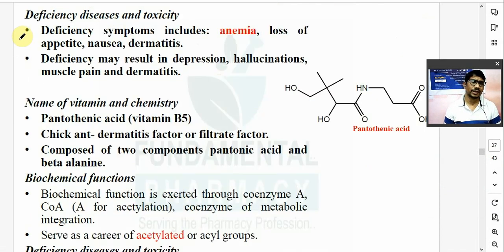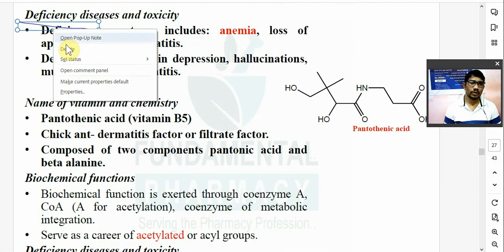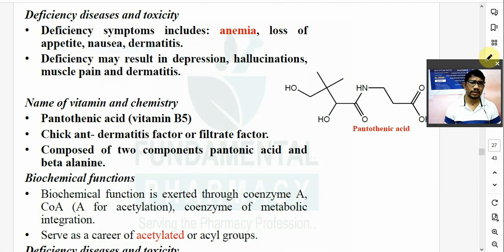Now, the deficiency disease of biotin: if deficiency happens, what will happen? Deficiency of biotin results in anemia, your hemoglobin count will decrease, loss of appetite, you will not feel hungry, nausea and dermatitis, which is inflammation of the skin. Deficiency may also result in depression, hallucination, muscle pain and dermatitis.